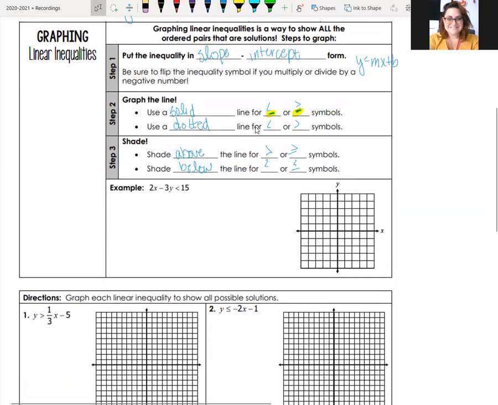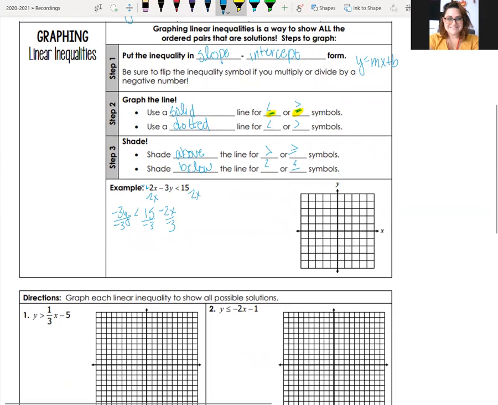So let's go ahead and do an example. Notice this is not in slope-intercept form, so we do need to put it that way. First thing we're going to do is subtract that 2x away. So we would now have negative 3y is greater than 15 minus 2x. Now we need to divide by negative 3.